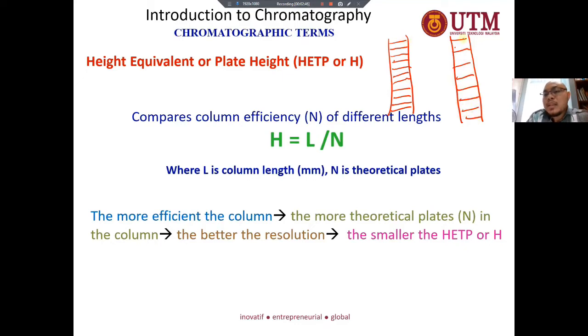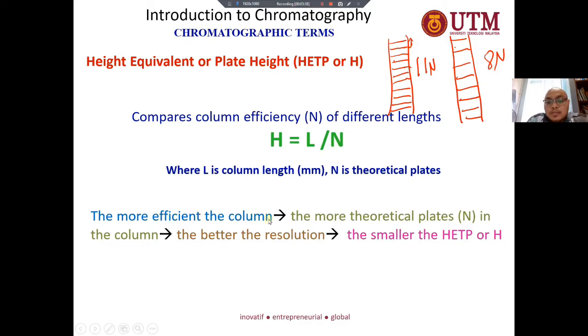Here, if you look, the number of plates is 1, 2, 3, 4, 5, 6, 7, 8, 9, 10, 11. You have 11 N. Compared to this column of the same length, you have 1, 2, 3, 4, 5, 6, 7, 8. 8 N. So this column has much better efficiency compared to this column. Also, the distance between the plates is smaller compared to here, so the column has better efficiency.